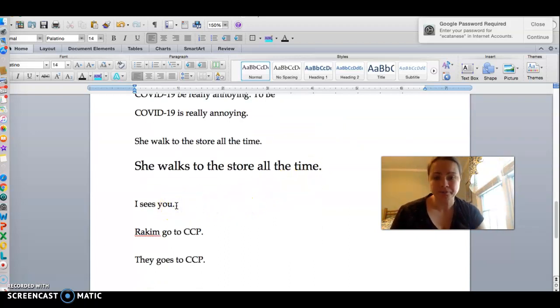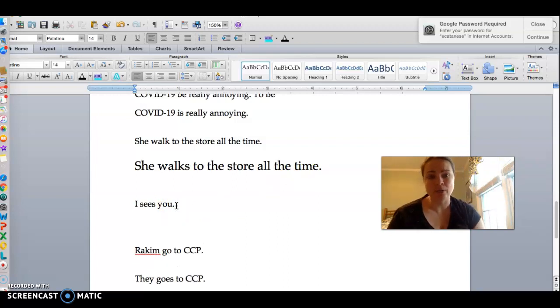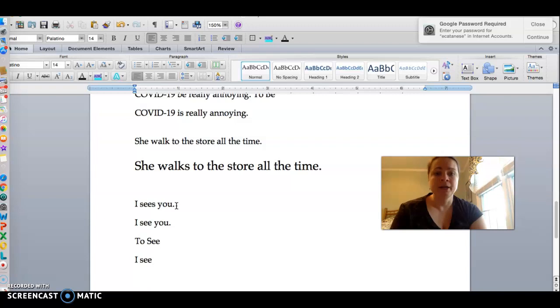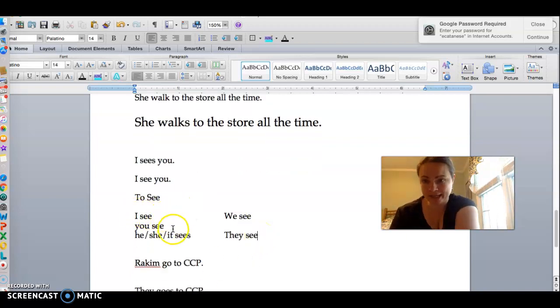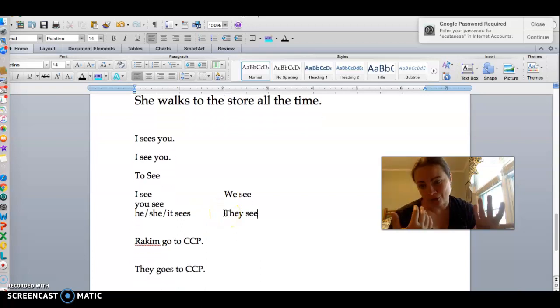Okay, so I sees you. I and sees do not agree in number. So I see you. Okay. And again, if you didn't know how see breaks down, you could look up the conjugation of to see, and it's going to be I see, you see, he, she, it sees, we see, and then they see. Okay. So you see we've mixed up the forms here. So I sees doesn't go. So I see is the way to do it. And if you're not sure, you can look up how the verbs break down, basically.